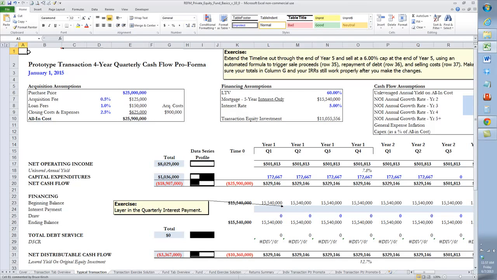Moving across to the right, we see our financing assumptions are a 5-year interest-only acquisition loan at a 60% loan-to-value, or $15.54 million at 5% annual interest. This yields a residual equity requirement to the fund for each transaction of $11.055 million.